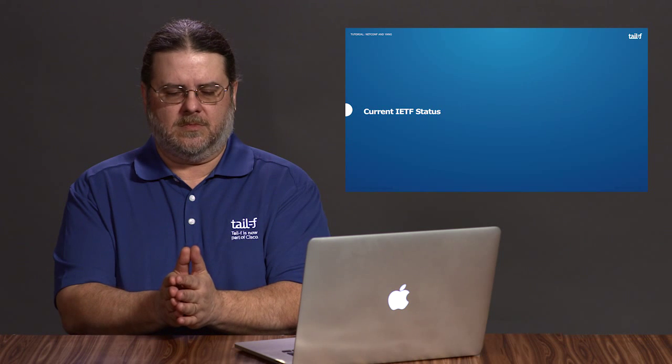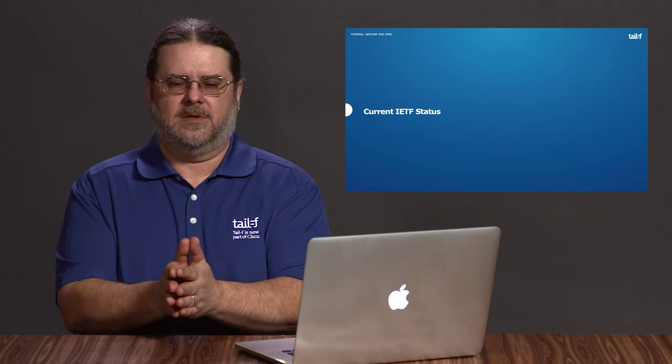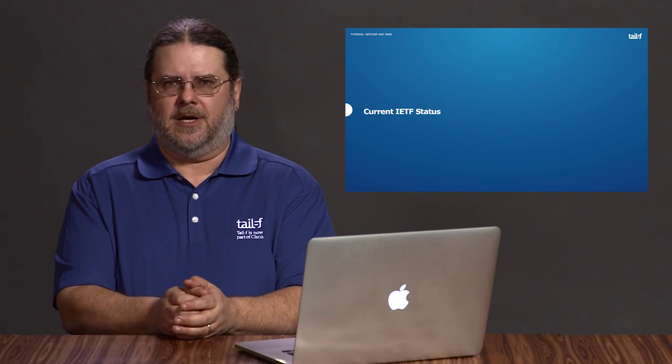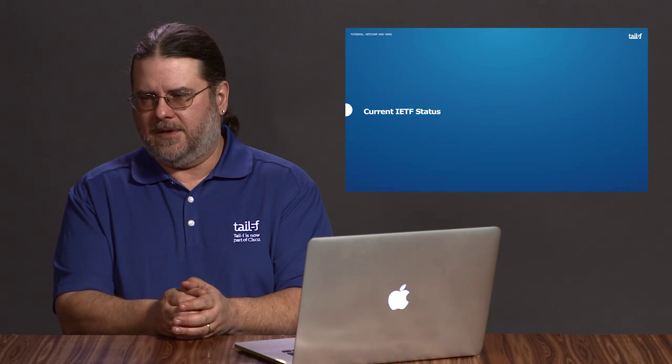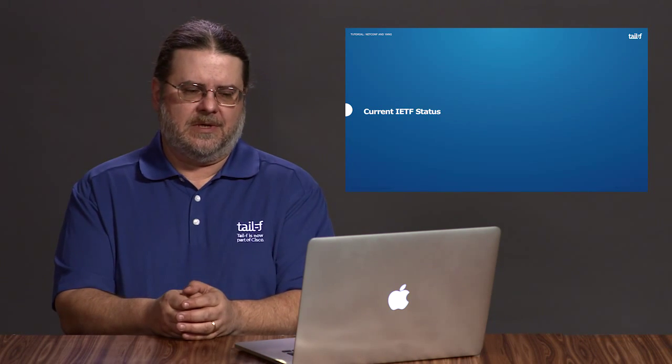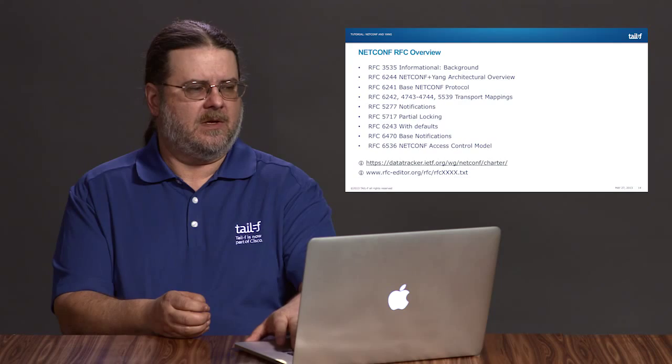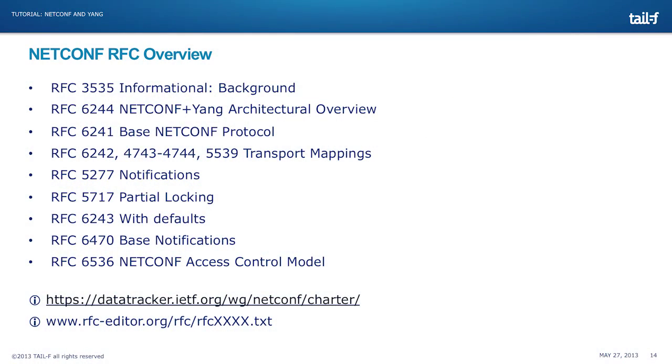So, looking at current status out there, as I've mentioned, NetConf and YANG are standardized by IETF. We've talked about a lot of these features. What are the standards? What is the current status? NetConf has a wide set of RFCs. The NetConf protocol is standardized by the NetConf working group within IETF. You see a link there for it down at the bottom of this slide.